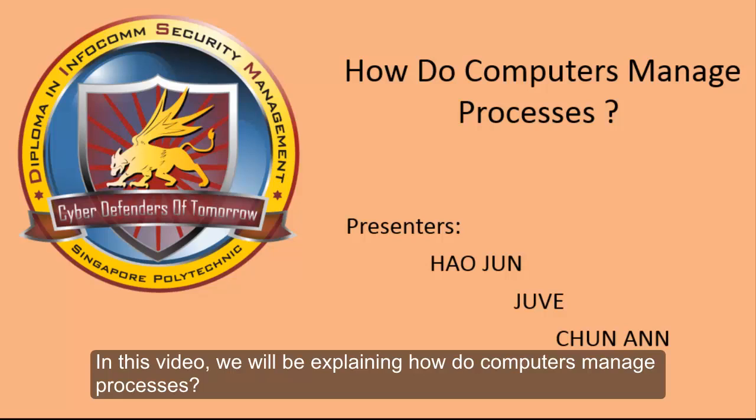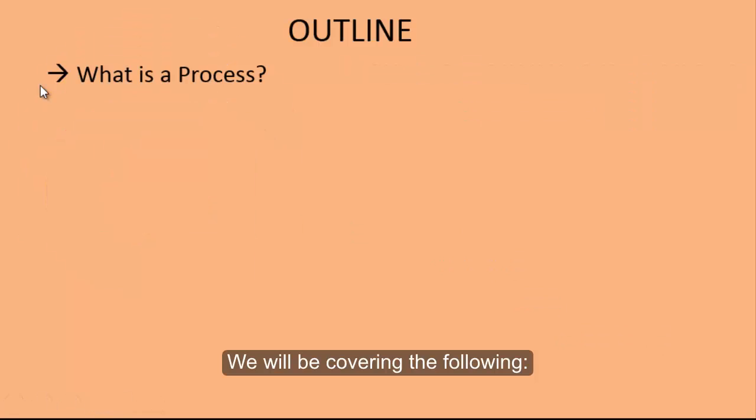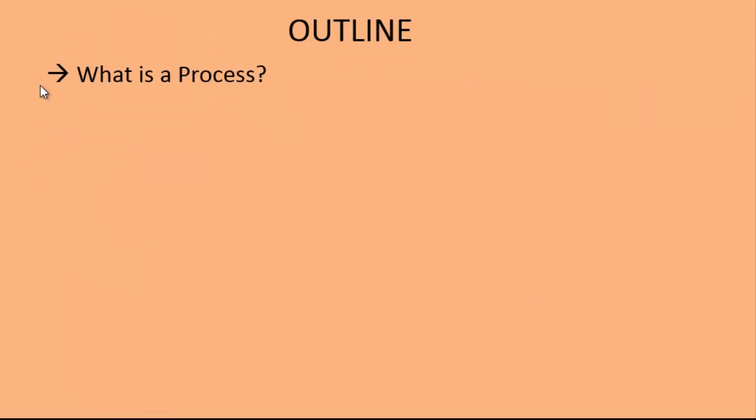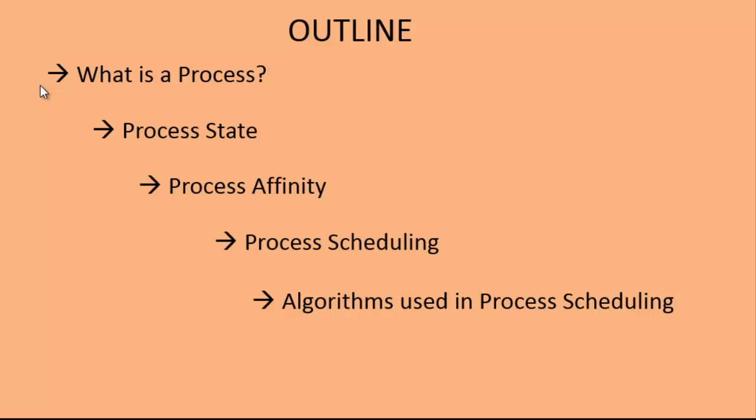In this video, we will be explaining how computers manage processors. This is a video by Haojun, Juve, and Chunan from DISM 1A01. We will be covering the following: what is a process state, process affinity, process scheduling, and algorithms used in process scheduling. We will be comparing algorithms.